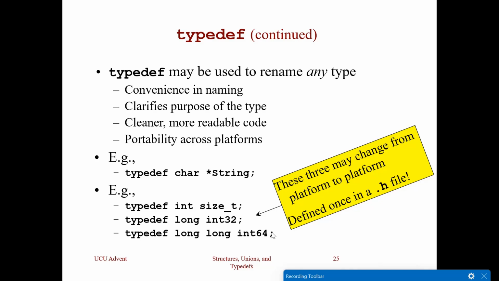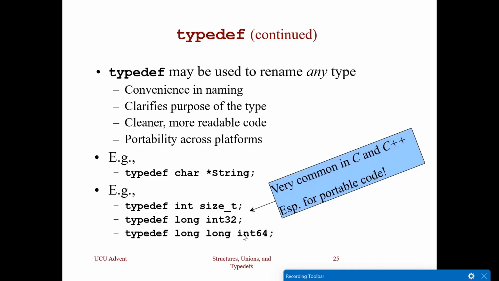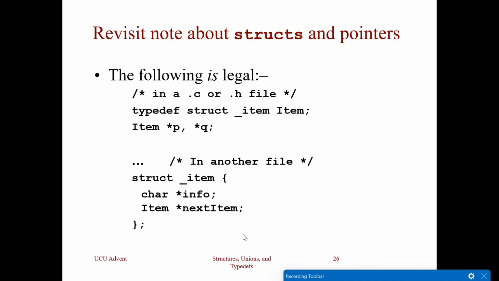So these three may change from platform to platform. They're defined once in a header file, but they can be changed if you're working on different platforms. You can work on a 32-bit or a 64-bit system; whatever system you're working on, it will change, but literally you have just written it once in a header file. This is very common in C and C++, especially for portable code that we want to port.